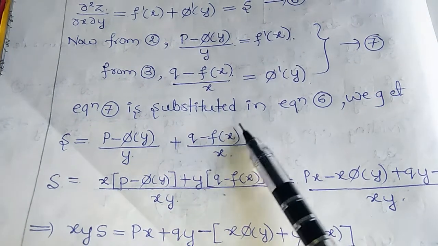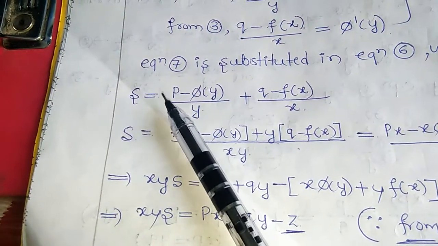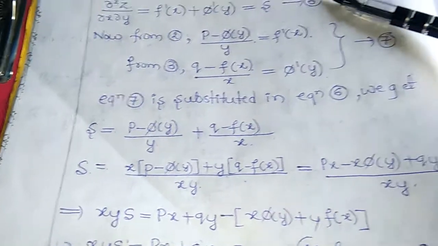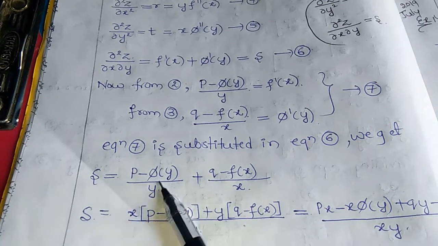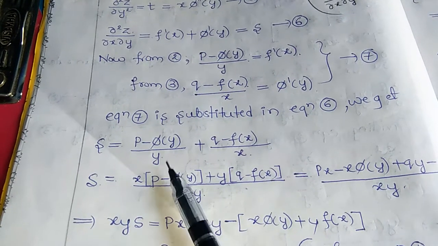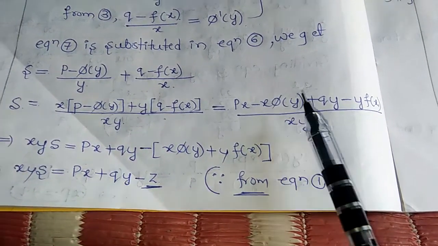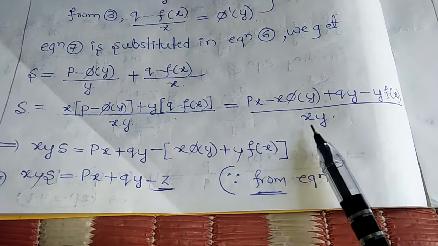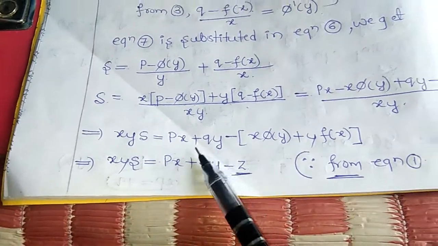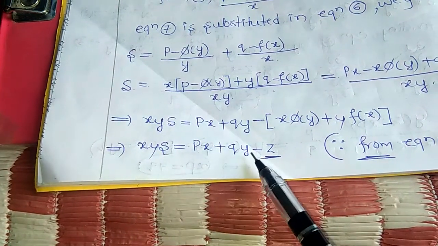Equation 7 is substituted in equation 6. We get s is equal to, substituting the above equations in equation 6, the value of f dash of x and the phi dash of y value. So take LCM. We get px minus x into phi of y plus qy minus y into f of x, divided by xy. Take this value to the LHS side. The RHS numerator is the same. So xys is equal to px plus qy.